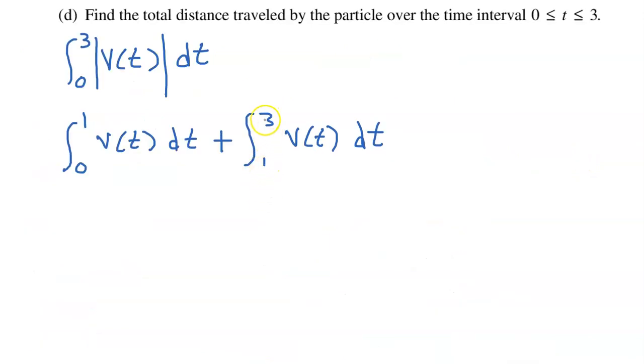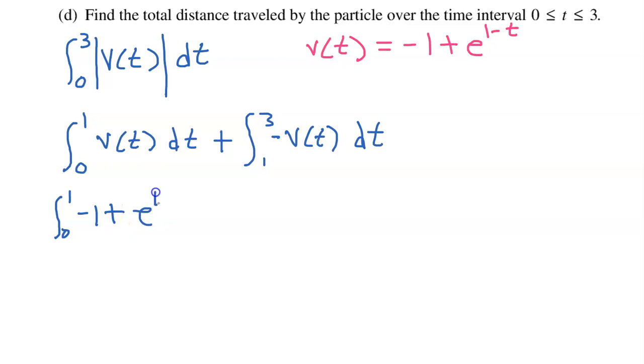So between 1 and 3, velocity is negative. But if I go like this, bam, now it's positive. At the beginning of the problem, we were given the velocity formula. V at t is negative 1 plus e to the 1 minus t power. So from 0 to 1, we can just substitute in the formula as is. So the integral from 0 to 1 of negative 1 plus e to the 1 minus t power dt.